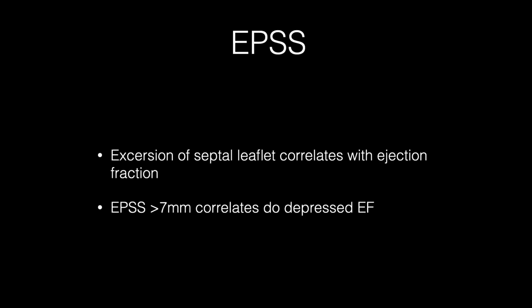So in general, the EPSS is basically the end-point septal separation, and what we're doing is we're measuring the distance between the mitral valve leaflet tip in the parasternal long axis window, measuring the distance from that leaflet tip to the septum when the mitral valve is completely open, right? When that measurement is less than 7 millimeters, it correlates with a normal ejection fraction, and anything above 7 millimeters correlates with a depressed ejection fraction.